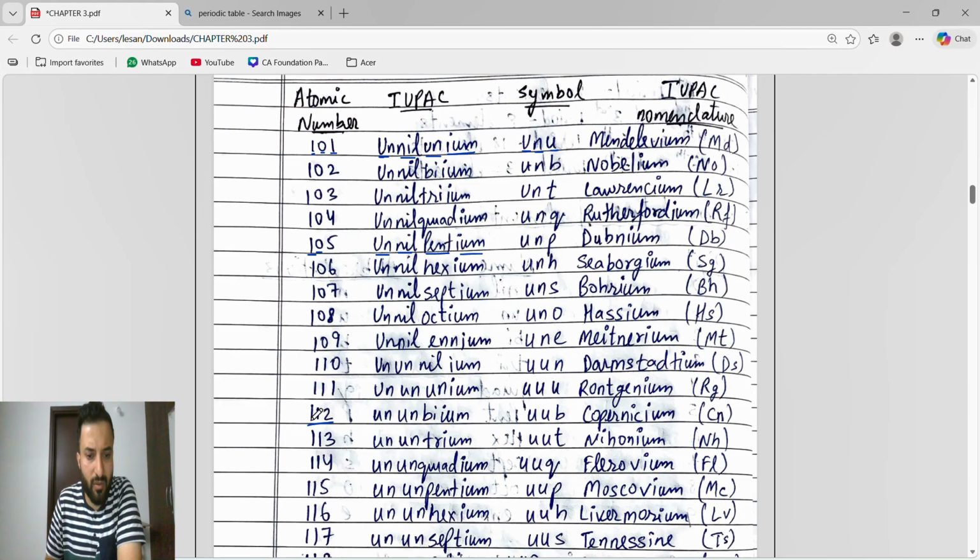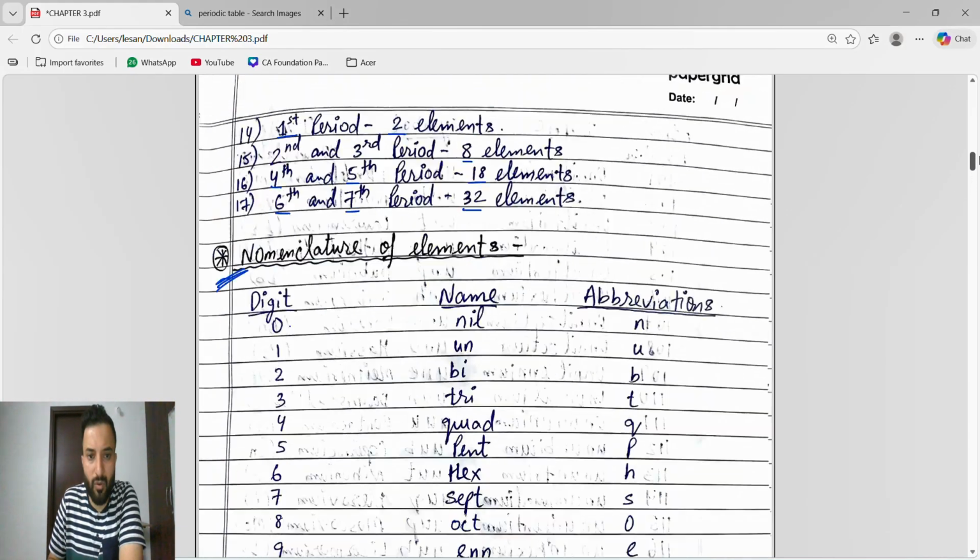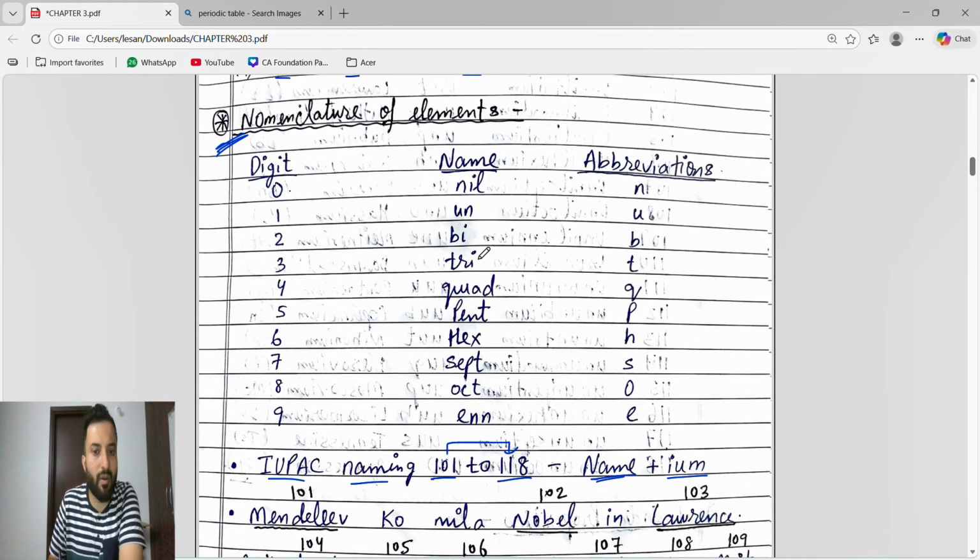112: 1 means un, again 1 means un, 2 means bi, and at the last I will write ium. Same, suppose I take 115. So un, again 1 is un, 5 is pent, and at the last we put ium. Ununpentium. This is easy, guys, because you know this, so you can write it.